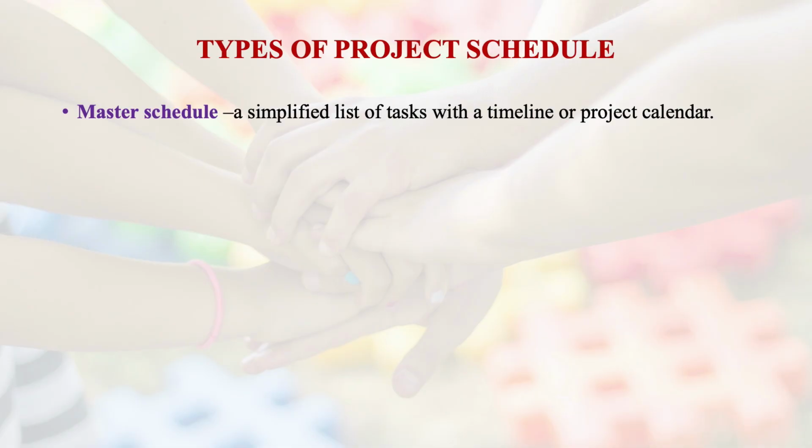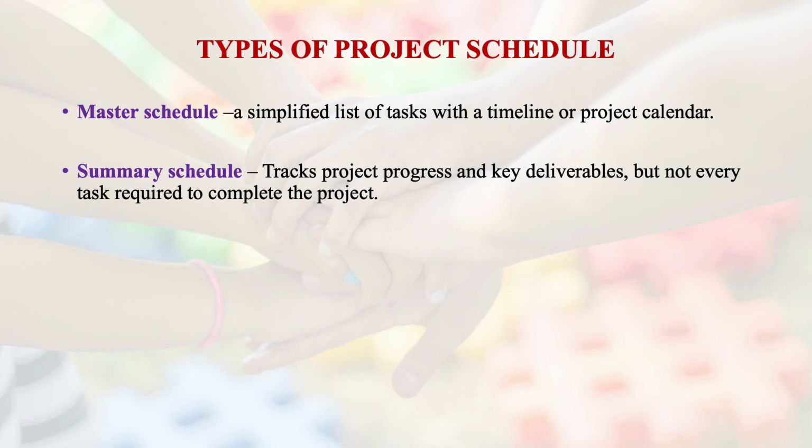There are 2 or 3 different types of project schedules which can be made by you. The first one is called the master schedule. A master schedule is a simplified list of tasks with a timeline or project calendar. So it clearly defines that these are the tasks, this is the timeline, these are the things which will be required to complete this particular stuff.